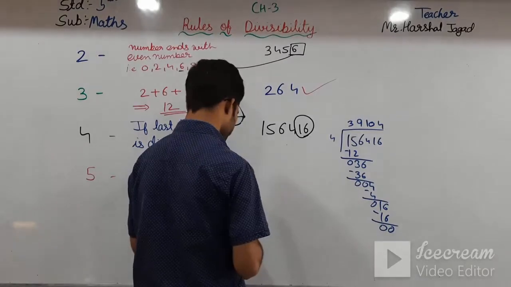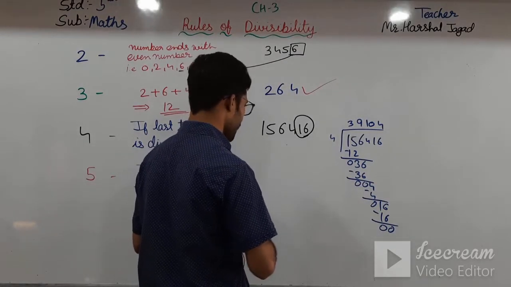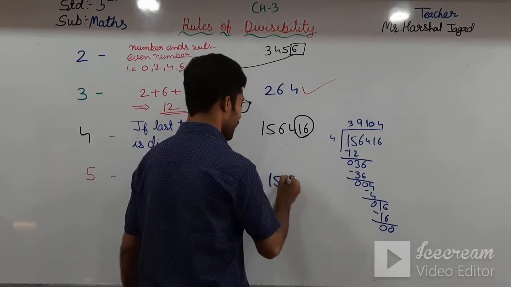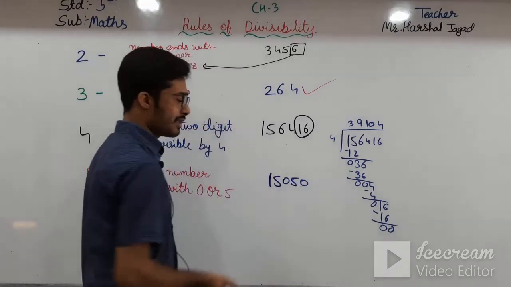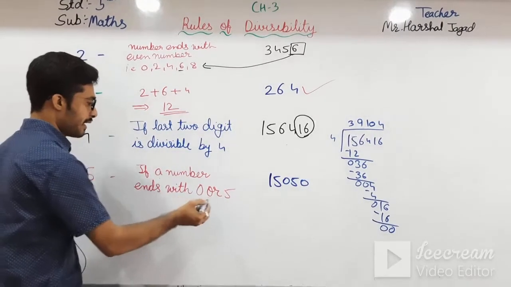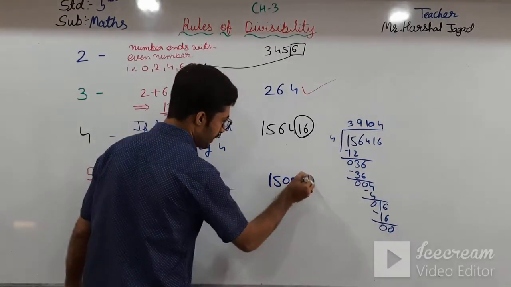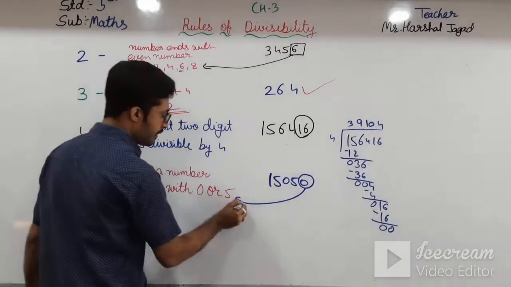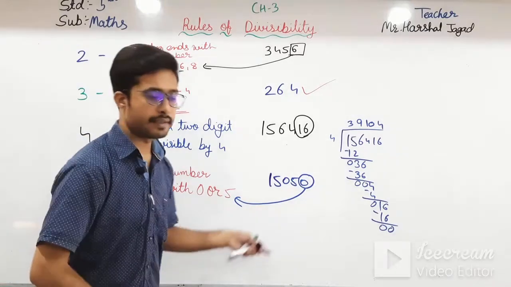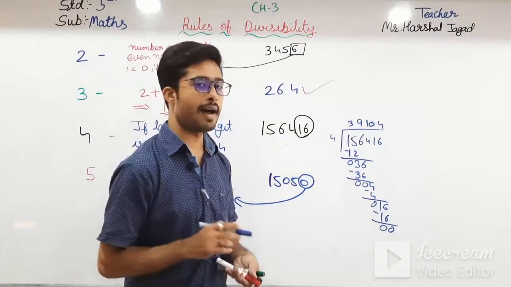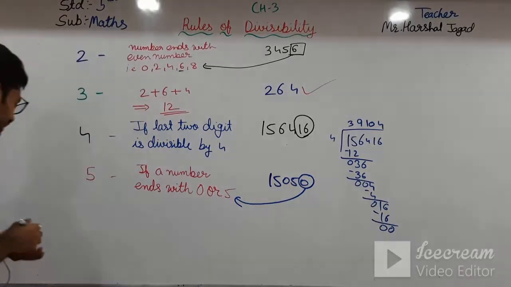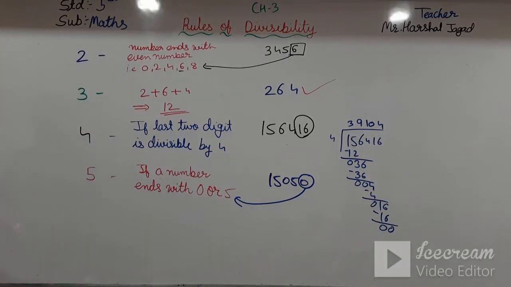If I take a number, see here students, I have taken 15050, then it is divisible by 5. Why? Because the ending of that number must be 0 or 5. Okay students, the 5 one is easy. Moving towards the next one, that is the sixth one.